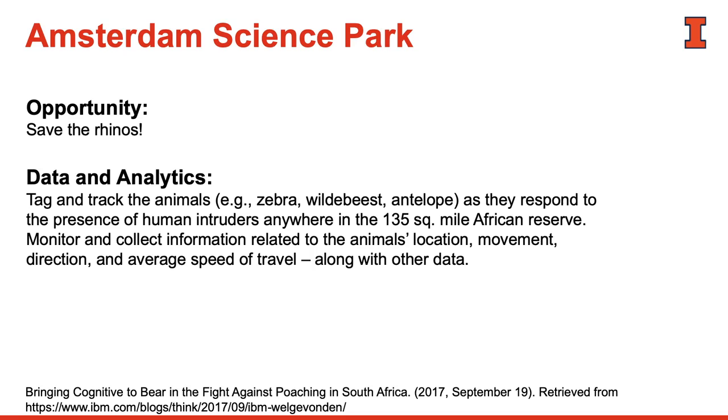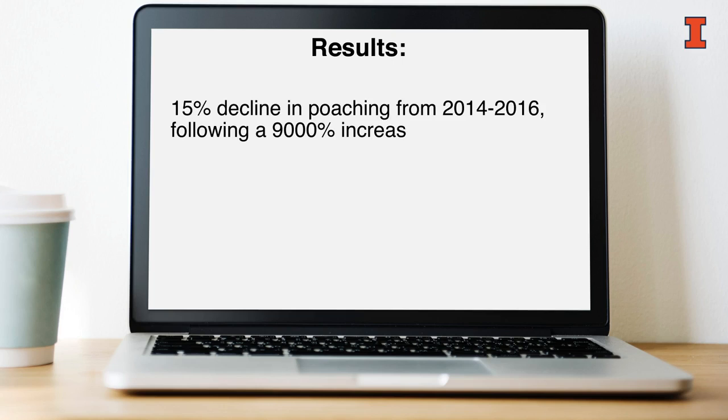A solution created by the Amsterdam Science Park is helping to save the rhinos. They tag and track the movements of neighboring animals like zebra, wildebeest, and antelope as they respond to the presence of human intruders anywhere within the 135 square mile African reserve. The system monitors and collects information related to the animal's location, their movement, their direction, and average speed of travel, along with other data. Analytic models help understand the movement patterns of neighboring animals and alert rangers to what kind of response might be indicated. As a result, they've seen a 15% decline in poaching in the first 2 years of implementation, following a 9,000% increase in the previous 7 years.